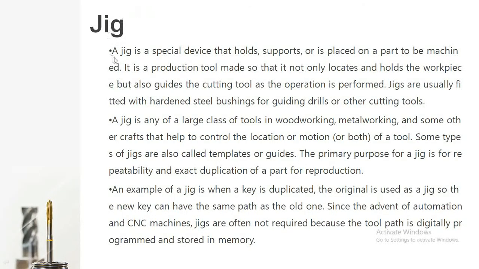Now, as I said earlier, what is a jig? A jig is a special device that holds and supports the tool that is used to machine. Now why is a jig used? A jig is used so that whenever there is a larger production rate, a repeated machining operation can be performed with ease. So it is a production tool that is made so that it not only locates and holds the workpiece but also guides the cutting tool in the operation performed. Jigs are usually fitted with hardened steel bushing and guiding drills or other cutting tools.